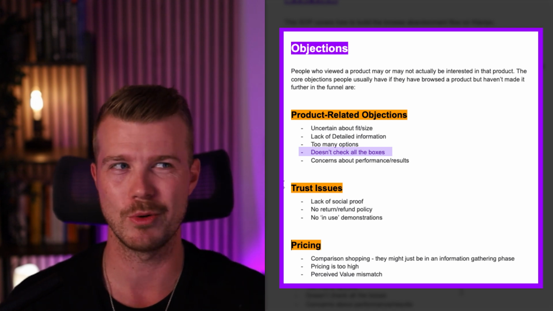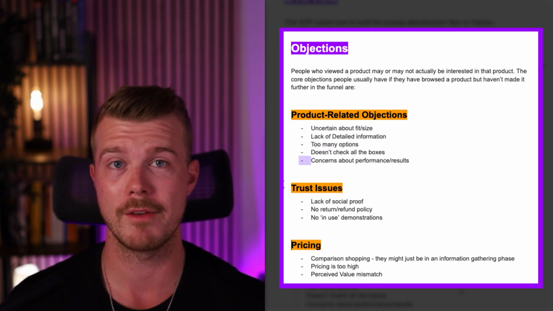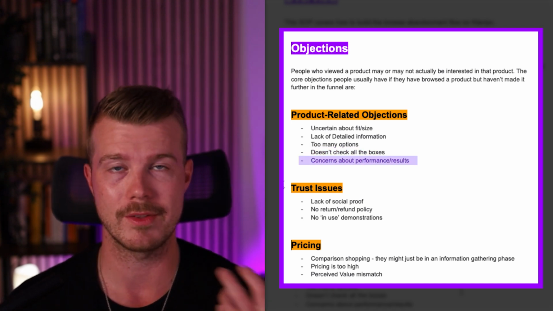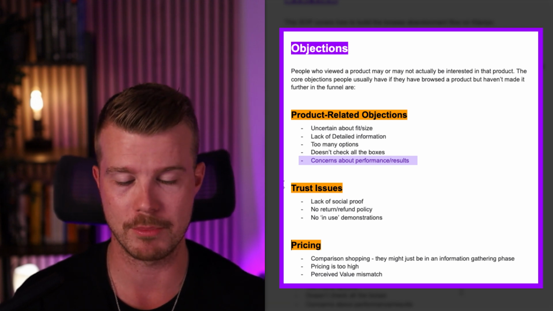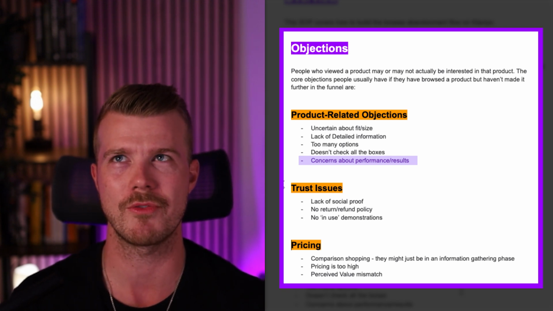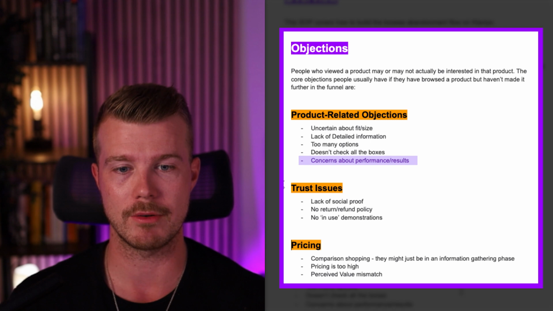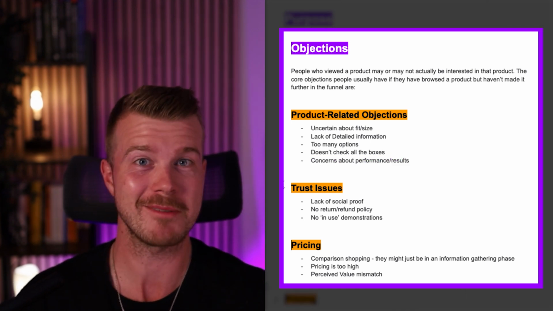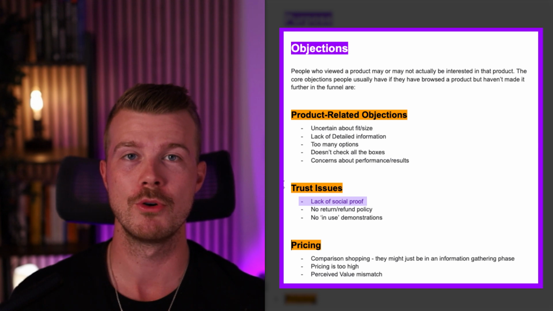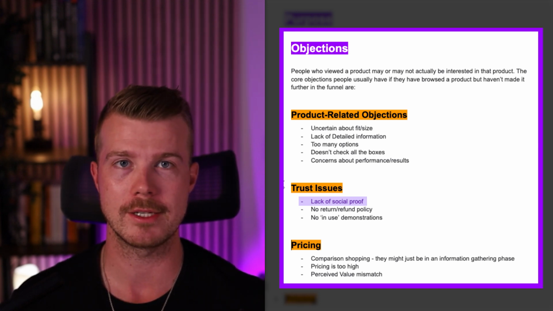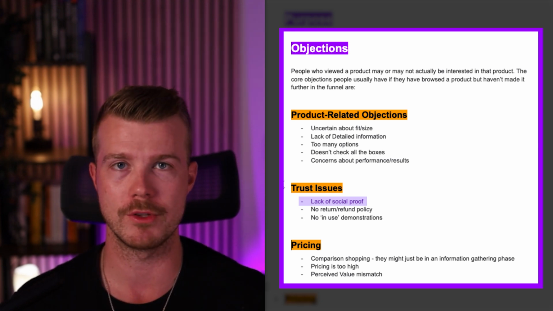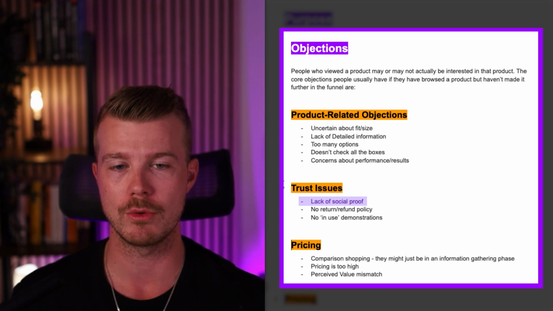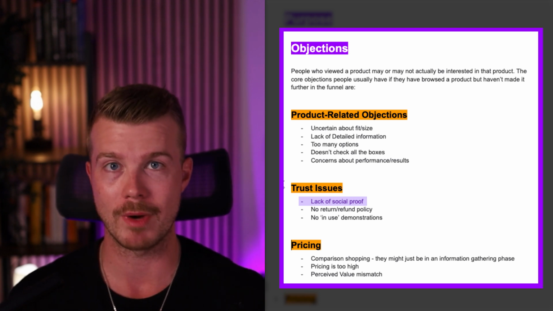If it's just like, hey, this isn't the thing I'm looking for, or if it's concerns about performance or results. Now, this could be true if you're selling supplements or any sort of thing that's going to help someone achieve a desired outcome. The other thing could be trust issues, right? That doesn't just happen in relationships. It also happens here. Lack of social proof will go a really long way to degrade trust. If there are no reviews, if people can't even find you when they Google you, that's going to go a long way to degrading that social proof.